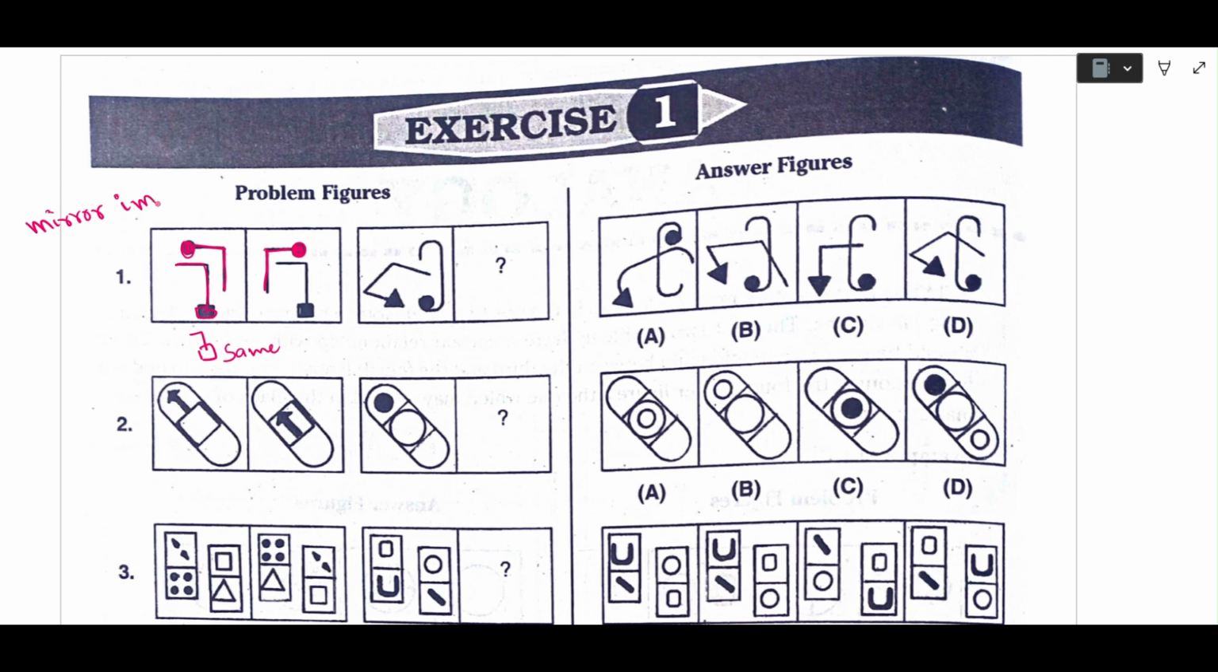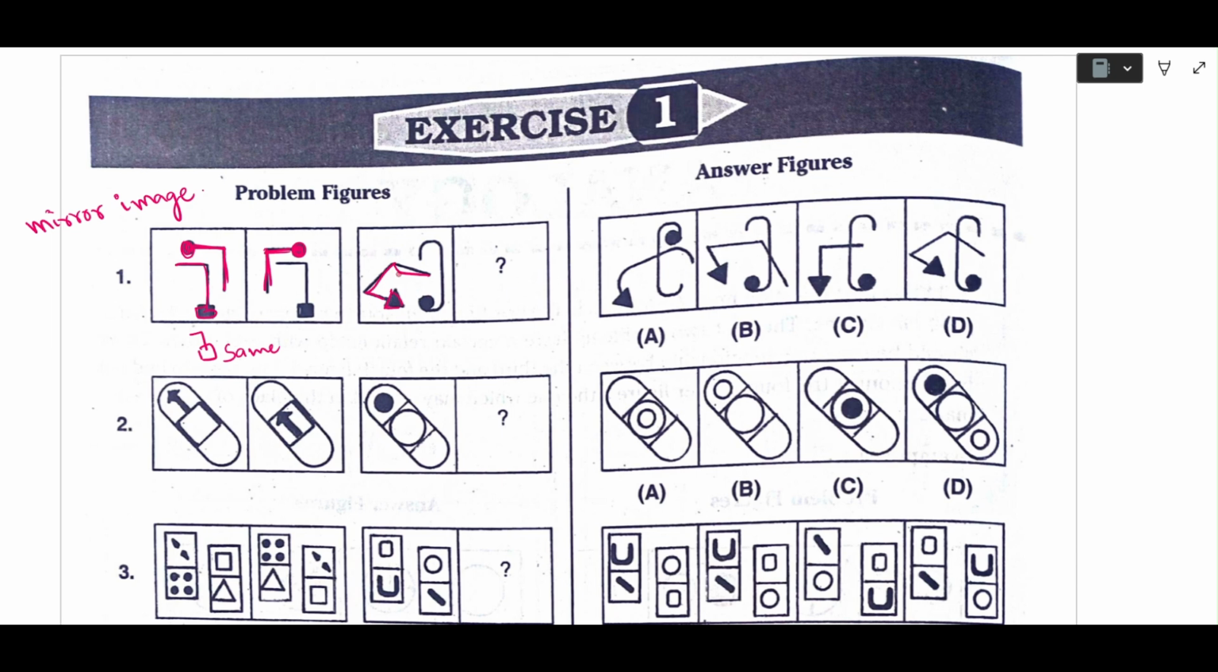Mirror image is like left side will be right side and right side will be shown on left side. So you could see this image became a mirror image of it here, right? In the same way we have to apply the same changes in this pair also. So the round symbol will be the same, it will be unchanged, right? So look at the answers and see what else we can eliminate first.